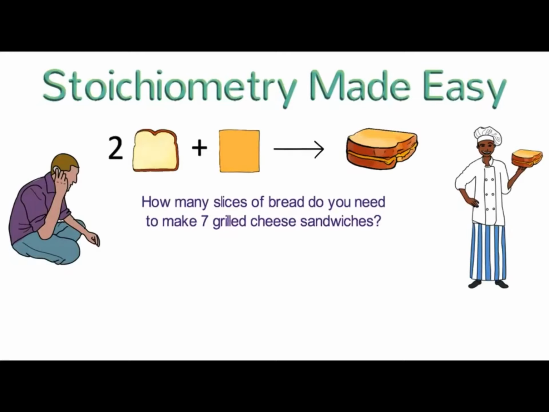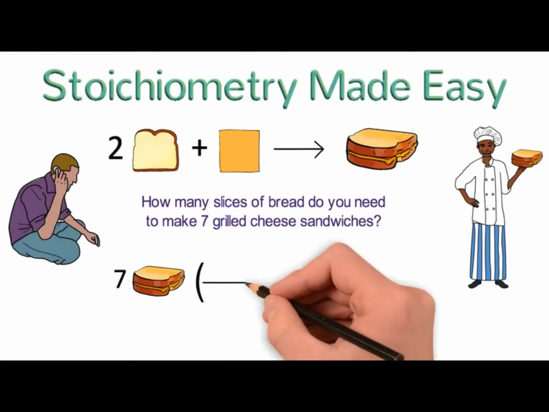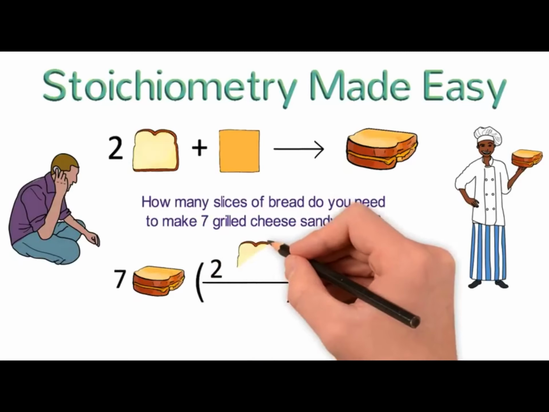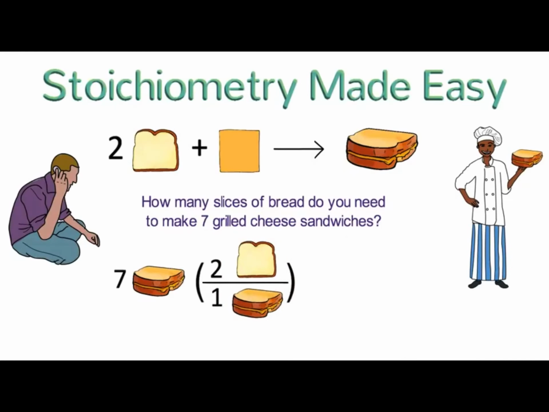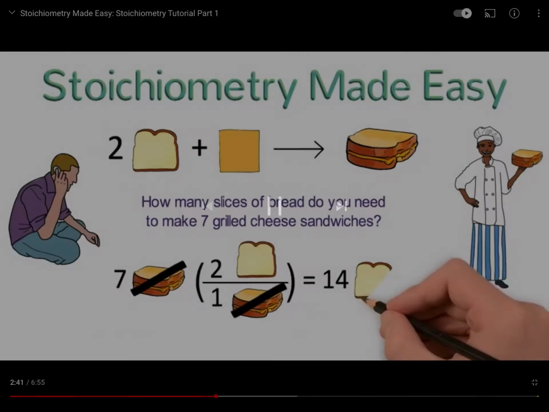In order to solve this problem, we are first going to write down the quantity that we know, 7 grilled cheese sandwiches. Next, we are going to multiply this by the ratio of bread to sandwiches. You need 2 slices of bread to make 1 sandwich. Where did I get those numbers? The recipe, or the balanced equation, tells us the ratio of the ingredients and products. Bread and sandwiches are in a 2-to-1 ratio. We put the 2 slices of bread on top because that is what we are solving for, and the 1 sandwich on the bottom because that is the quantity that we started with. Sandwiches on the top and bottom cancel each other out, and we are left with 7 times 2 slices of bread to make 14 slices of bread, which is our final answer.